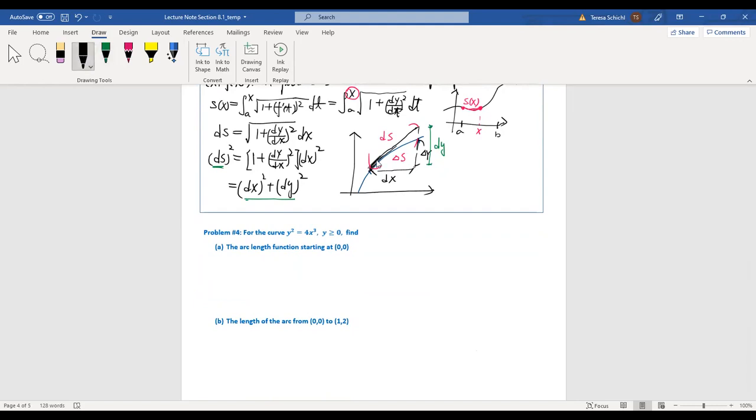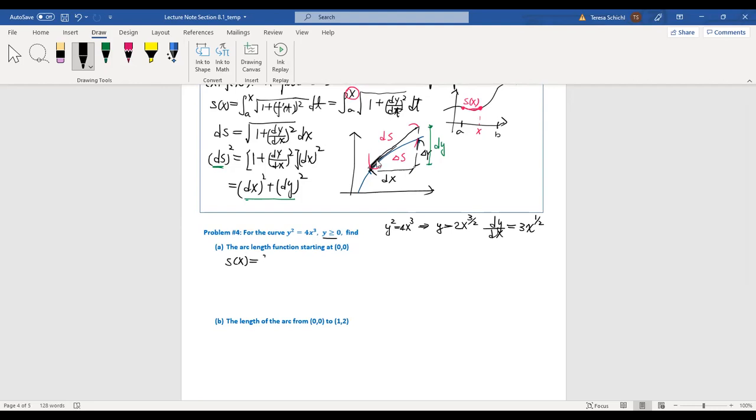So let's take a look here. So y squared equal to 4x cubed. So I know y is going to be equal to what? 2x to the 3/2. It's a positive 2 because y is greater than 0. So now I can take a look at the dy/dx. So what is the dy/dx? It will be 3 times x to the 1/2. Okay, so now based on this, I can define my arc length function.